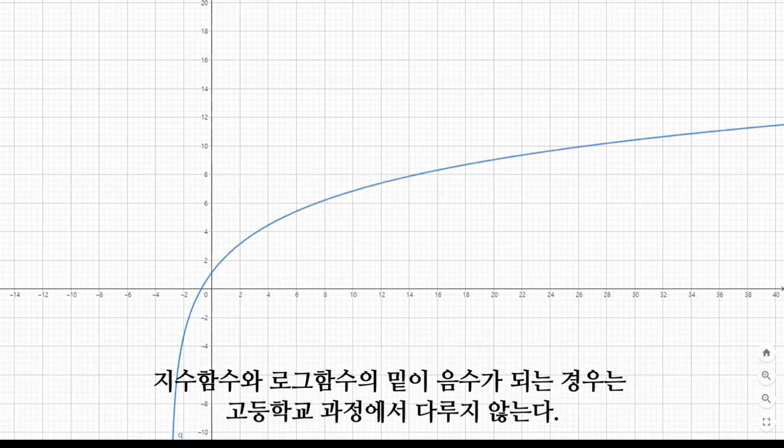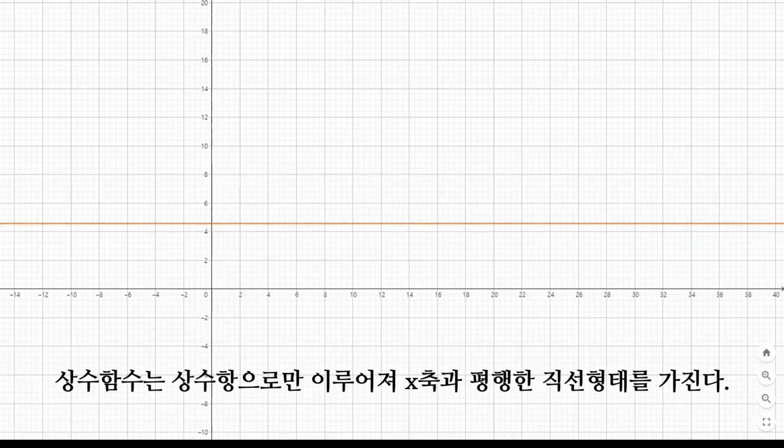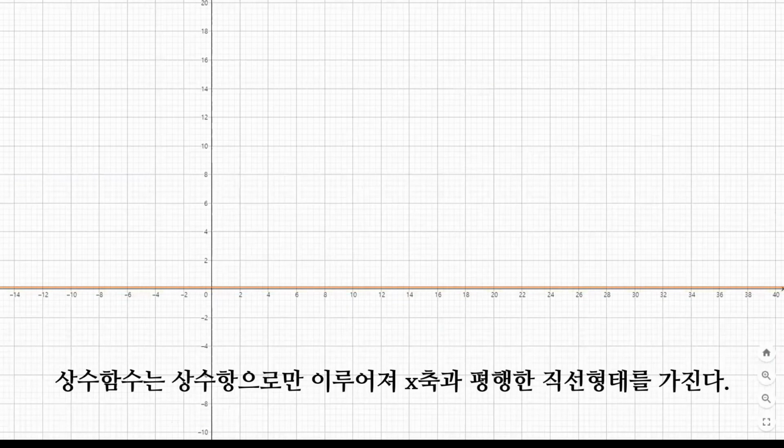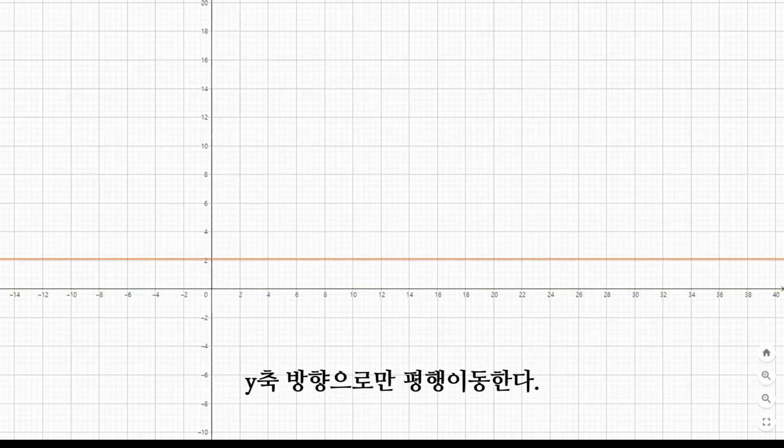The high school course does not cover this. The constant function consists of only the constant term and has a straight line form parallel to the x-axis, shifting only in the direction of the y-axis.